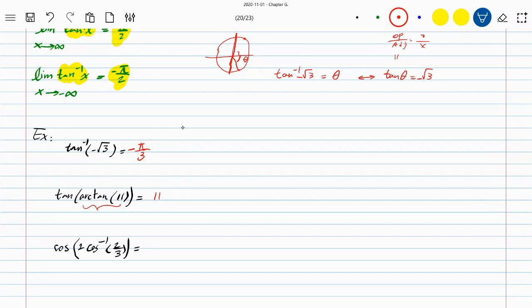How about cosine of 2 cosine inverse of 2/3? This doesn't look that easy anymore. We cannot calculate cosine inverse of 2/3 simply. So what we can do is use the same trick that we learned. Cosine of 2, the 2 is still there. I'm going to call cosine inverse of 2/3 theta, which means cosine of theta must be 2/3.